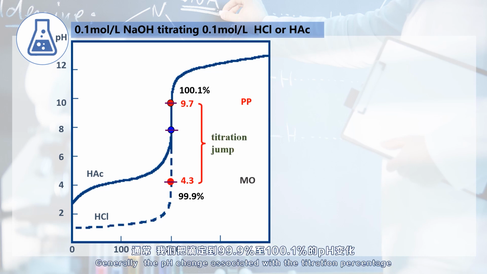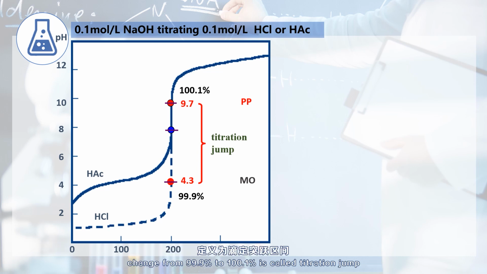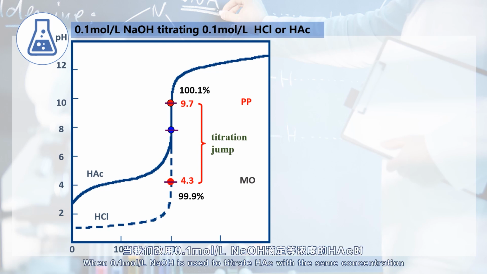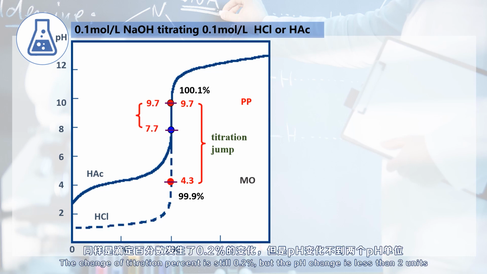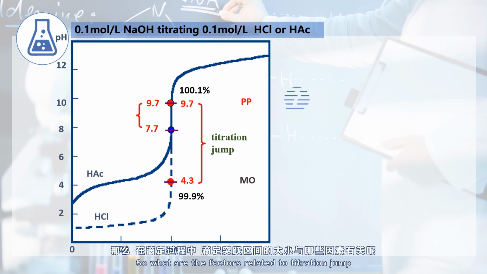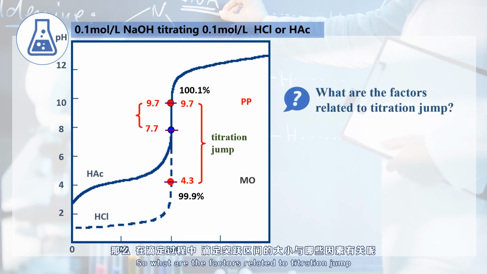Generally, the pH change associated with the titration percentage change from 99.9% to 100.1% is called titration jump. This definition is also applicable in other titration curves. When 0.1 mol per liter sodium hydroxide is used to titrate acetic acid with the same concentration, the titration jump becomes 7.74 to 9.7. The change of titration percent is still 0.2%, but the pH change is less than 2 units. So what are the factors related to titration jump?